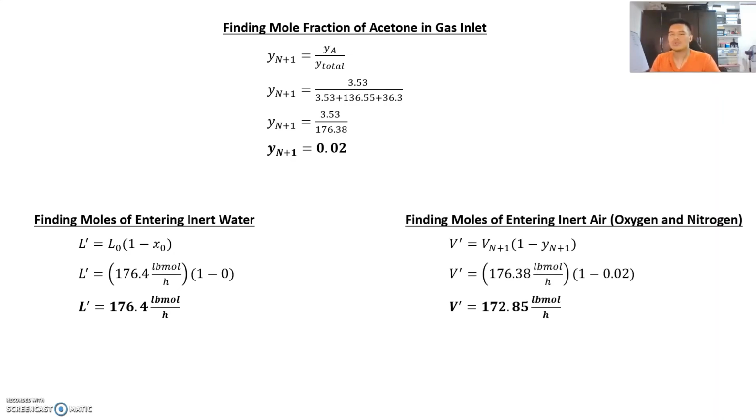And inert air, we also assume that air is inert, meaning the air does not mix with water. In this case, oxygen and nitrogen are components of air. In a sense, for us chemical engineers, air is 21% oxygen and 79% nitrogen. Knowing that, we use this formula, equate it, and we have an inert air amount of 172.85 pound-mole per hour.